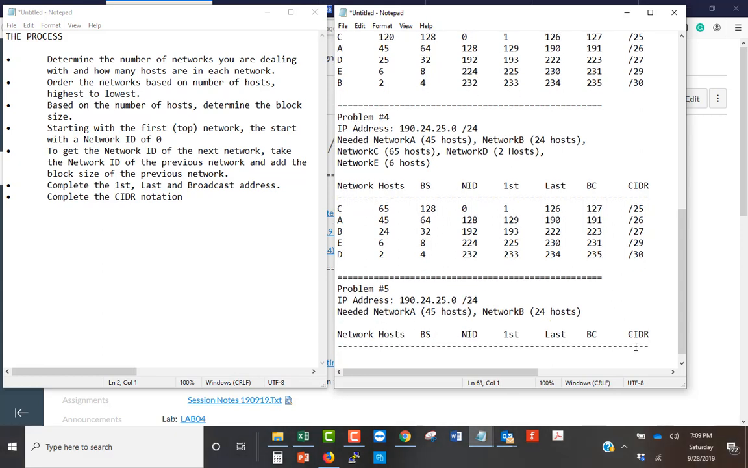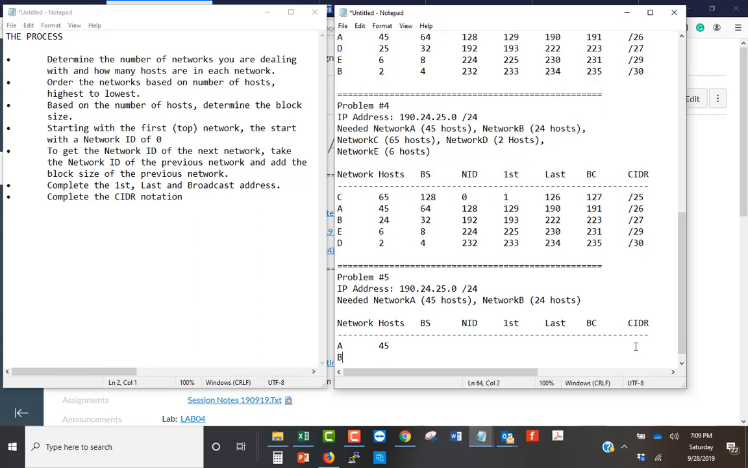Okay. So network A has 45 hosts. Network B has 24 hosts. My block sizes are 64 and 32. My network ID is going to start out with a 0. The first is going to be a 1. 64 plus the 0 gives me 64. First is going to be 65.